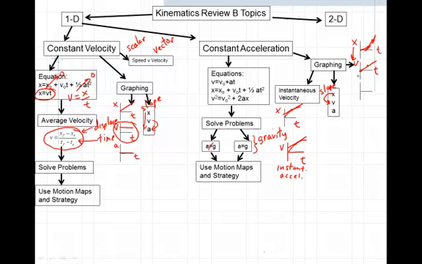So we look at the velocity time graph and we say that that is a medium positive constant slope. So the acceleration would be a medium positive constant acceleration. So this is what a medium positive constant acceleration would look like.